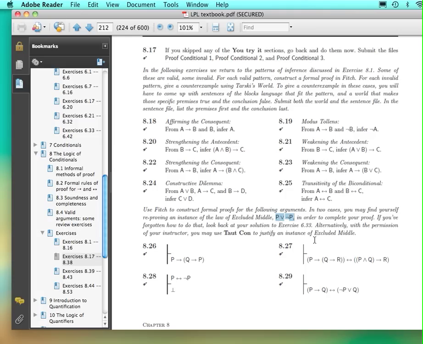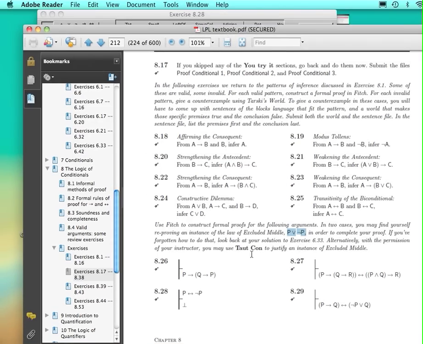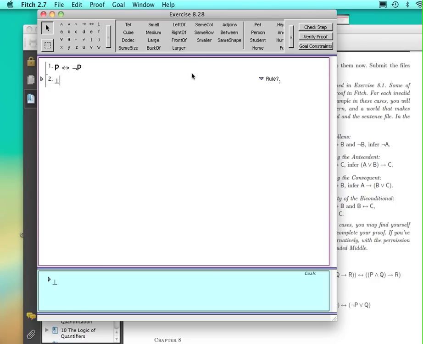Remember back from chapter 4, a tautology is something that's true in every possible interpretation. So for us, you'll always be allowed to use TautCon to justify an instance of the excluded middle. Basically, what you're doing is putting in this new bit of information, P or not P, that's going to help you solve the big issue. So going back to 8.28, again, don't stress out about this one. It is a little bit trickier.